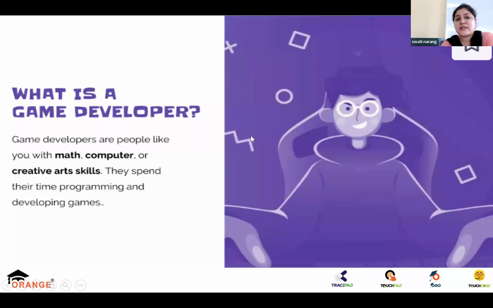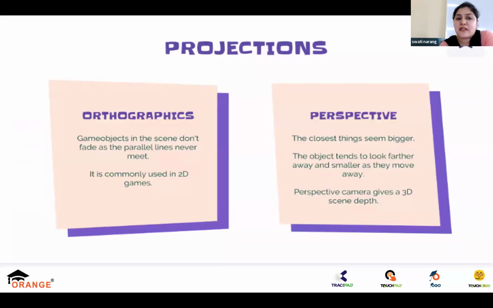So what is a game developer? Game developers are the people who use maths, computers, and creative art skills. They spend time programming and developing games. Orthographic is where game objects have parallel lines that never meet, and perspective is where we use 3D platforms. We were using 2D platforms till now. We can use 3D platforms also.